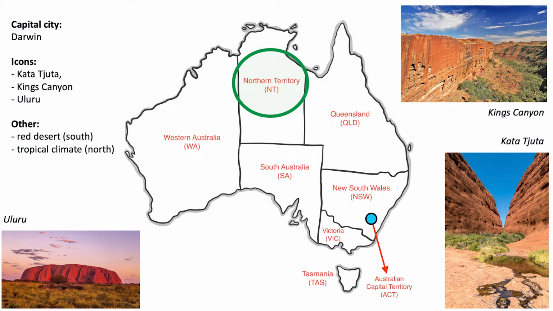Lastly, the Northern Territory has a tropical environment in the north of the state and dry red desert in the south. Darwin is the capital city, and some of the Northern Territory's icons include Kakadu, Kings Canyon, and Uluru, which is a huge rock in the centre of Australia that is very important to Aboriginal people.